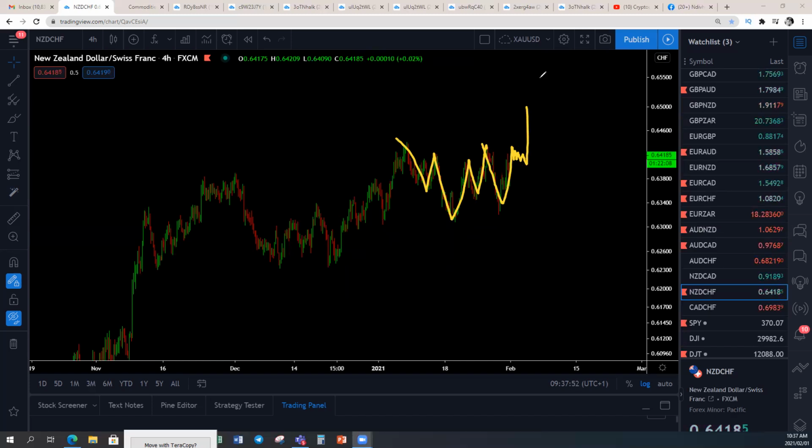Or if that does not happen, we're just looking at this structure like this, where this is going to be all the corrective structure here before a resumption of the move to the upside.